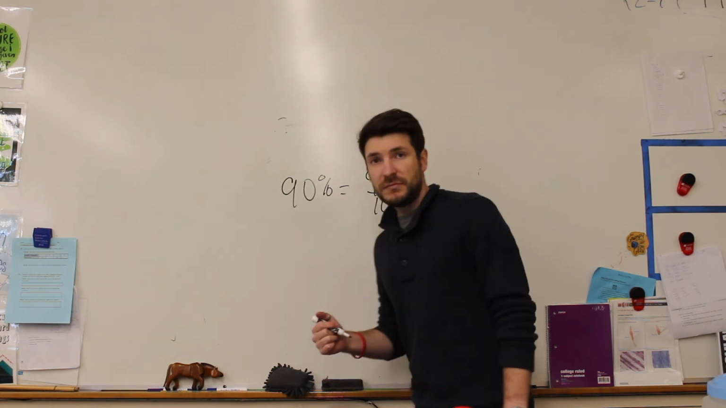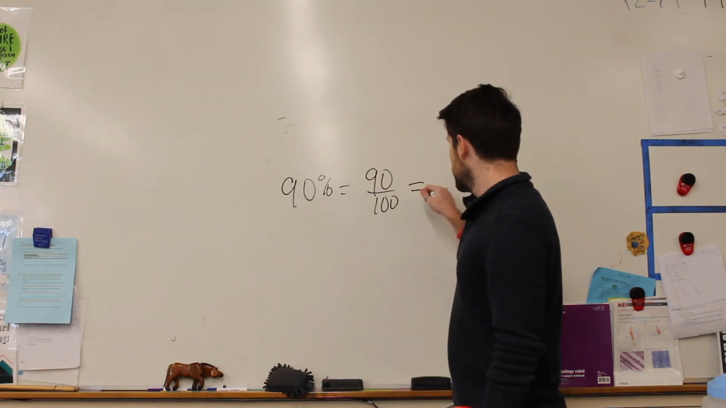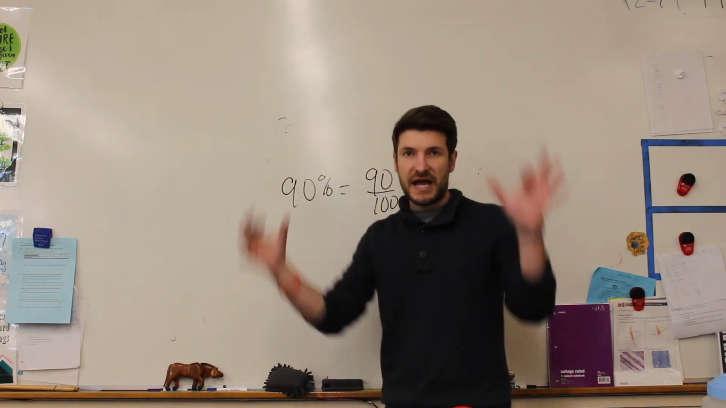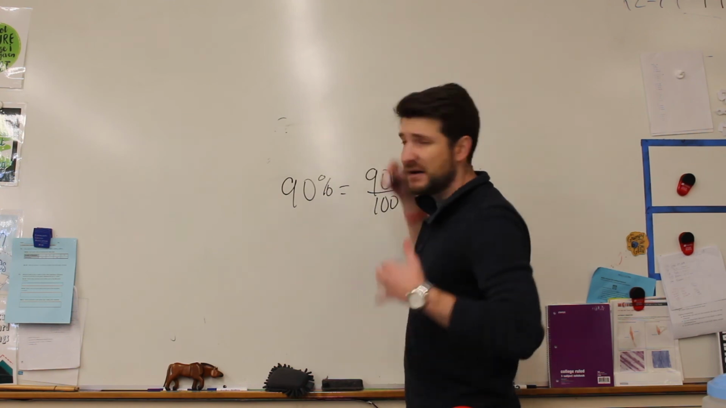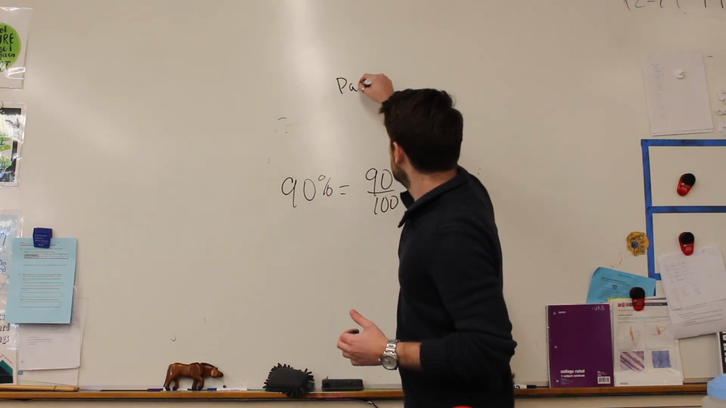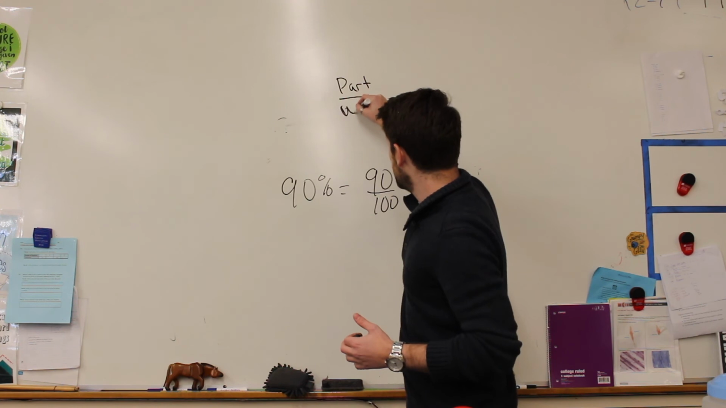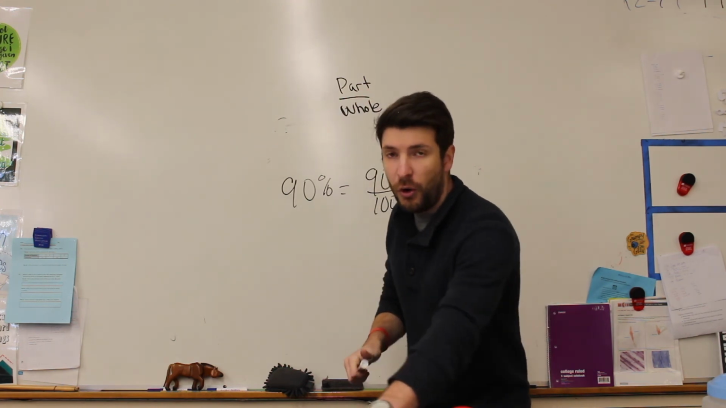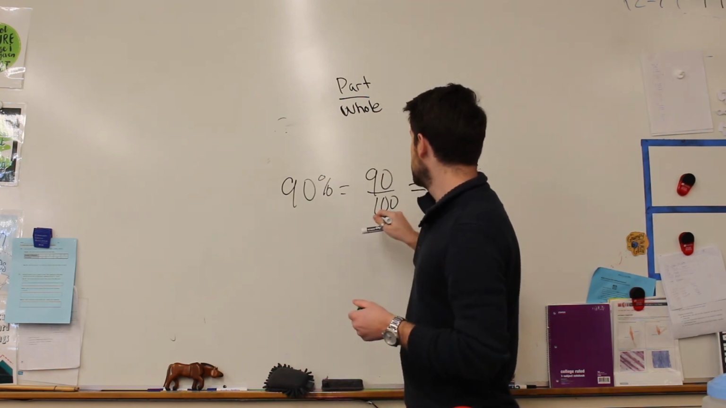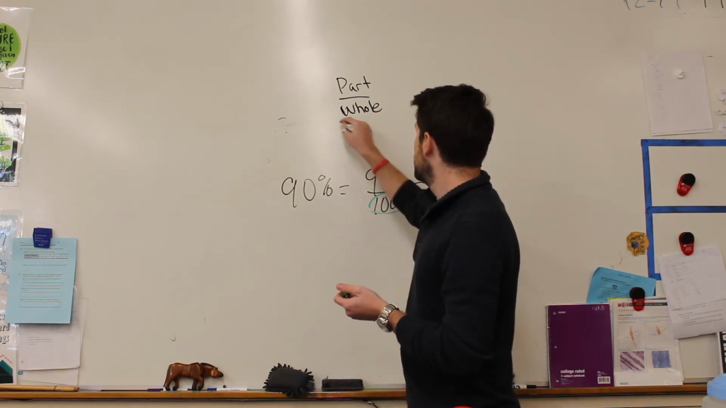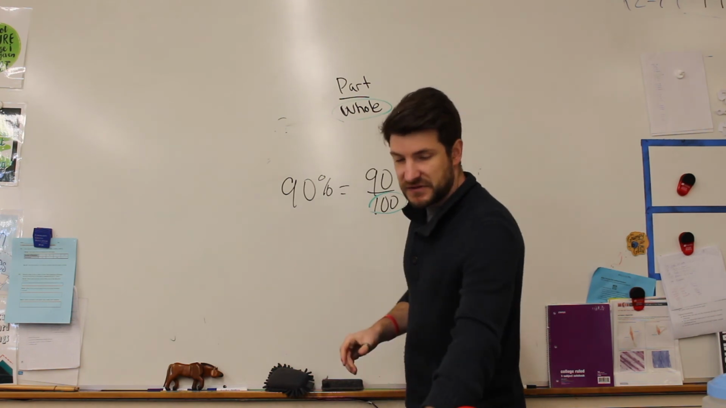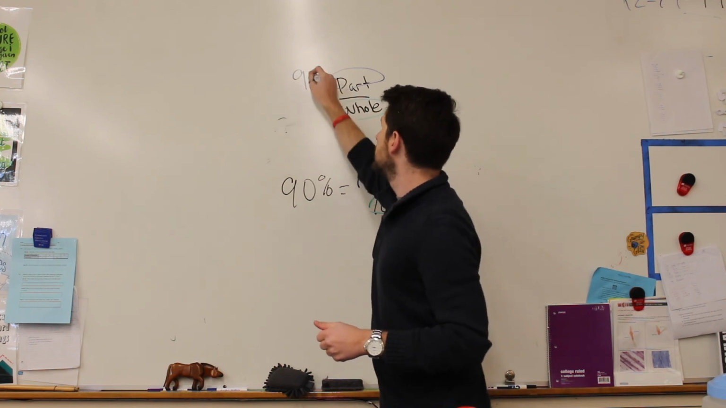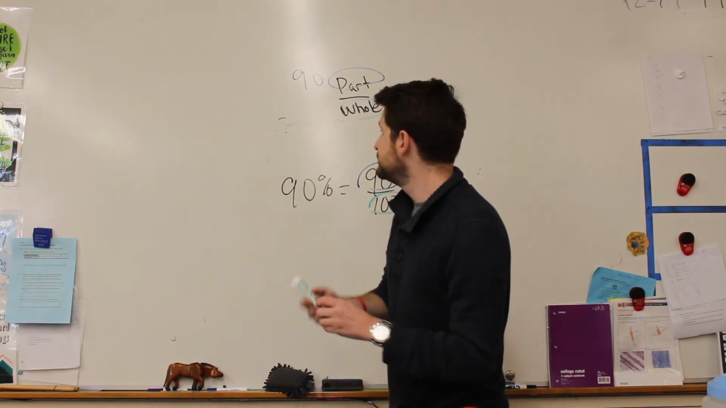So, out of 20, 20 is going to be what's called the whole, because that's how many questions were in the quiz. In every percent problem, there's two things. There's a part, and there's a whole. In the percent, the whole is always going to be 100. And the percent, the top number is always going to be the part. So 90 over 100 is our whole.